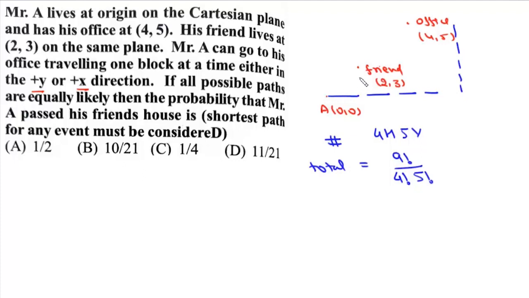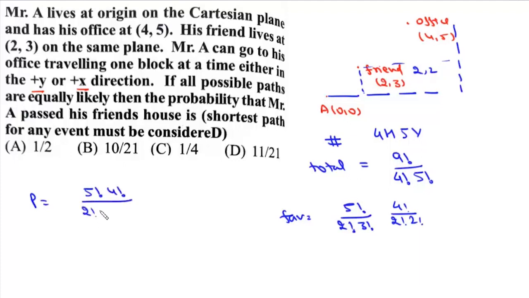Now we have to find the cases when he reaches his office visiting his friend. Now first he needs to visit his friend. So this will be, now we have 5, so it will be factorial 5 divided by factorial 2 factorial 3. And then from the friend's house to the office we have 2 and 2, so it will be factorial 4 divided by factorial 2 factorial 2. So this required probability will be the favorable cases, factorial 5 factorial 4 upon factorial 2 factorial 3 factorial 2 factorial 2, divided by this, which is factorial 9 upon factorial 4 factorial 5.